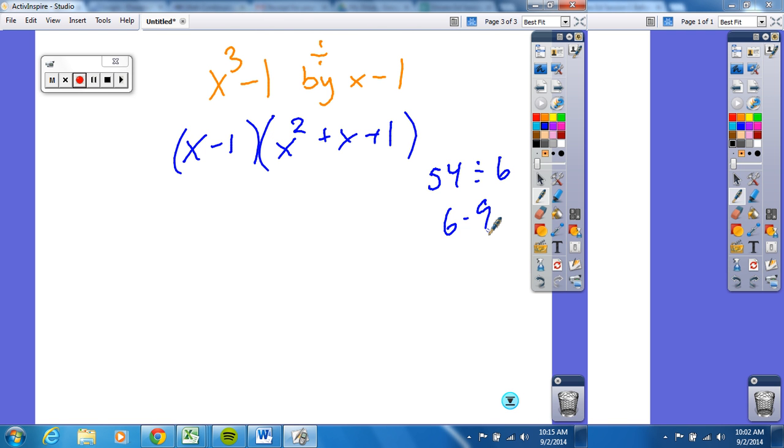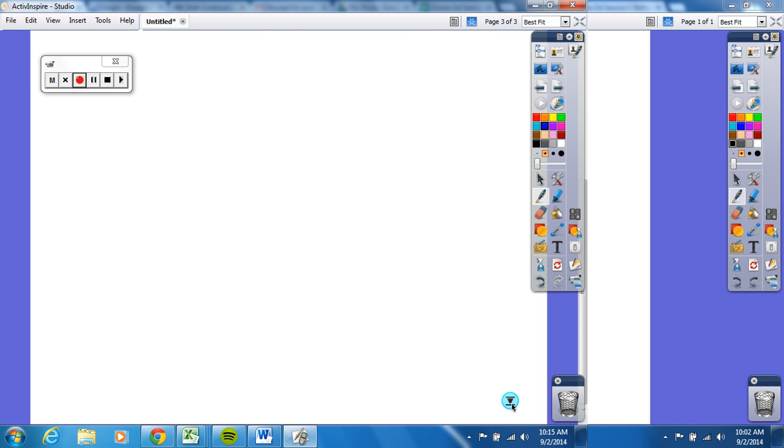So therefore, if I'm dividing x cubed minus 1 by x minus 1, that's x minus 1 times some number. This is going to be my result, right? Now let's go do long division and make sure we get this result. Okay, is everybody good with that? Yeah. All right, here we go.